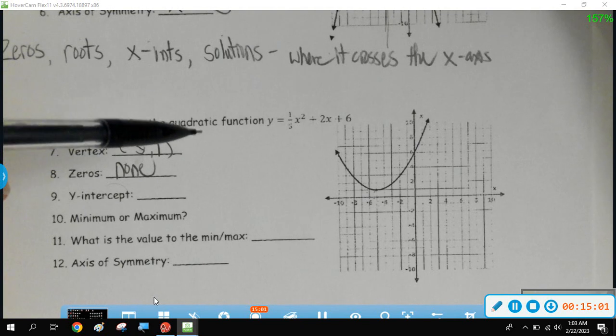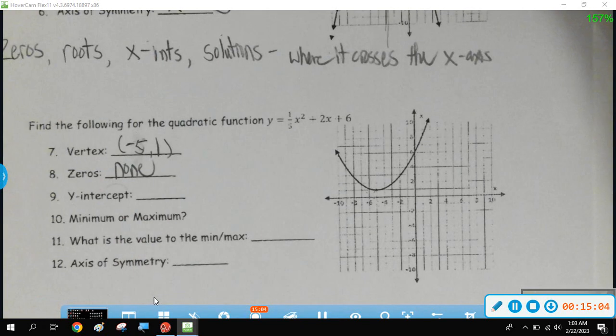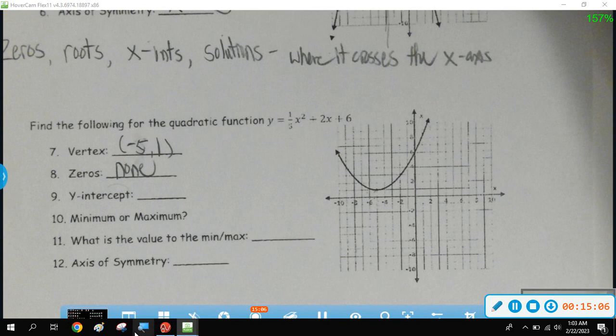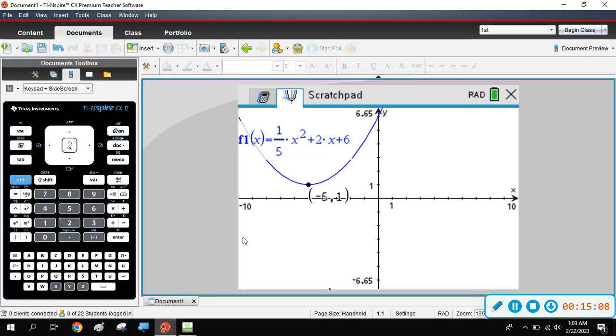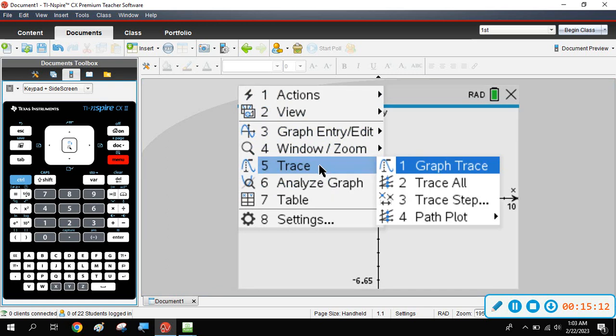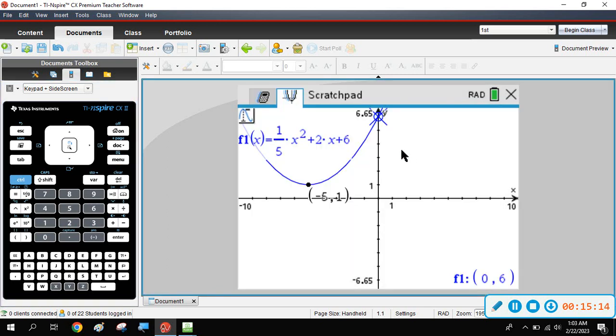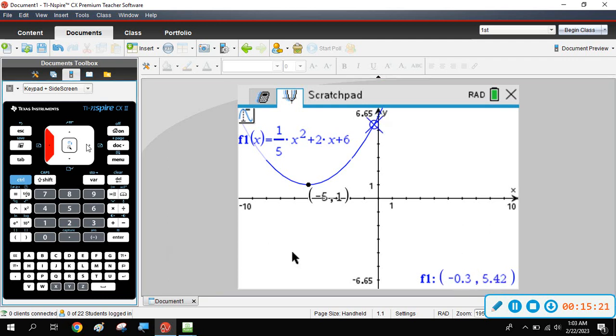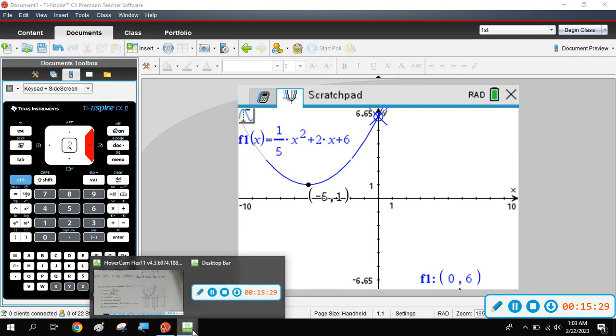All right, y-intercept. It looks like it's 6, but let's double check and see. How do I do it? Go to the calculator. We're going to go menu, and trace is how you get the y-intercept. It usually starts on the y-intercept if it can see it. It does here. It is 0, 6. If you want to verify, arrow off of it, arrow back on. It'll say, hey, y-intercept. Look at the bottom of the screen, and there it is. It's 0, 6.